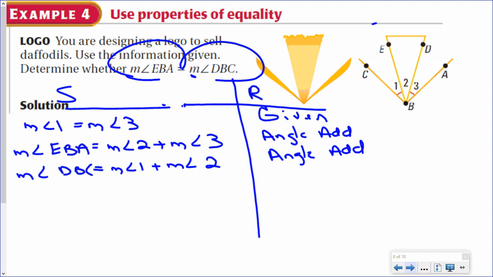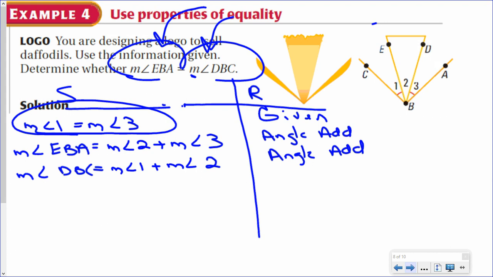All right, so that's done. Now, as we work our way down, we're getting closer and closer to proving that those two are equal to each other. So here's what we know. We currently know that the measure of angle 1 equals the measure of angle 3. In other words, they equal each other. They can replace each other.